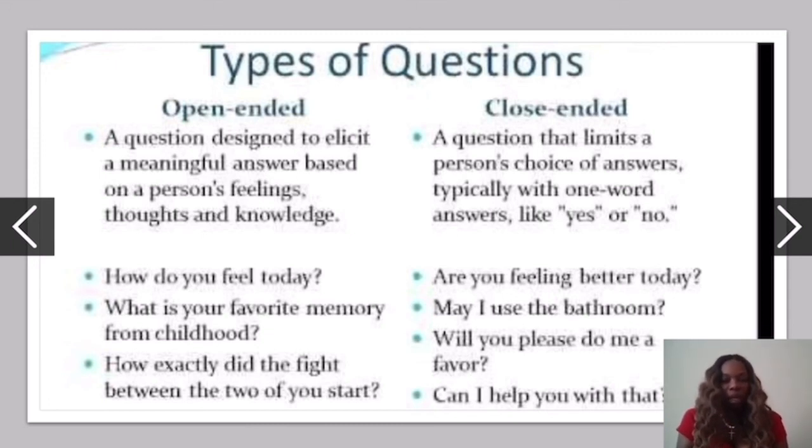And then your closed-ended type of questions: a question that limits a person's choice of answers, typically with one word like yes or no. Examples of these types of questions would be: are you feeling better today? Or may I use the bathroom? Will you please do me a favor? Or something simple like, can I help you with that?